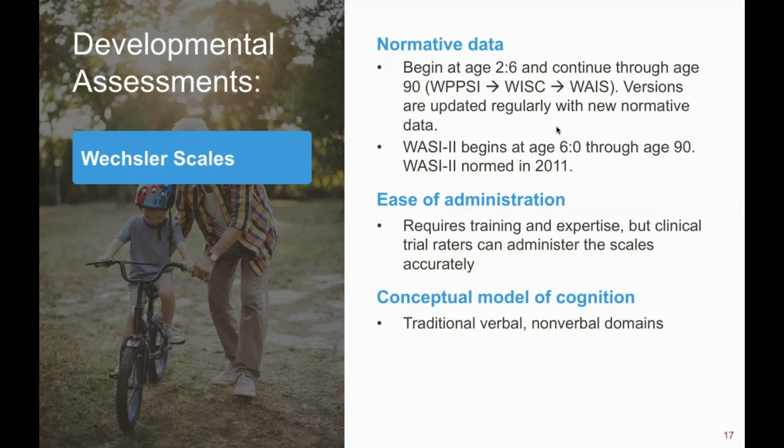They're very current. All of the Wechsler scales require training and expertise to administer, but they can be effectively taught to clinical trials raters, and they're extremely commonly used. So a lot of your raters at sites are going to know these scales already. And they're scored based on a very traditional model of cognition that's familiar, in terms of we have verbal abilities and nonverbal abilities separated out as such.